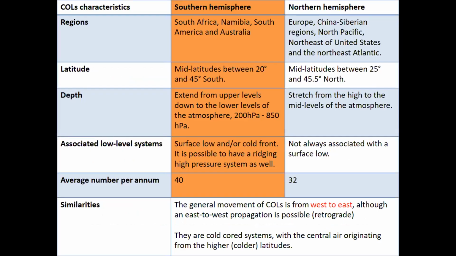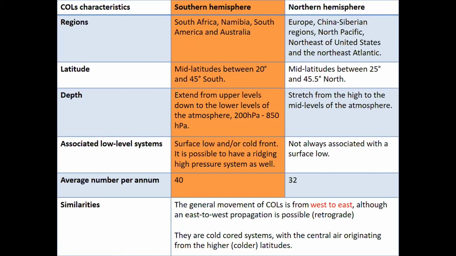And what are the characteristics that are associated with cutoff lows when we look at them? Our main focus is on the Southern Hemisphere. As you can see, areas over South Africa, South America, and Australia are the regions which are mostly affected by this weather system in the Southern Hemisphere. And then they occur in the mid-latitudes of about 20 to 45 south. And their depth within the Southern Hemisphere tends to extend from the upper level down to the lower levels of the atmosphere. So it's an extension of some sort.